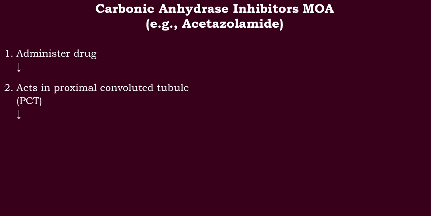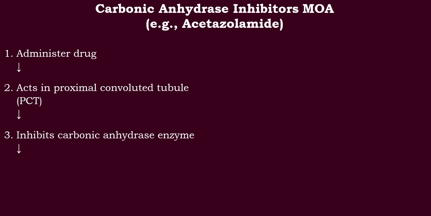The PCT. A major site for reabsorption, right? A huge amount happens there, yeah. So the drug needs to get to the PCT to work. Okay, so acetazolamide is in the PCT. What's its direct target? Step 3. Step three is inhibiting an enzyme, the carbonic anhydrase enzyme. It blocks it. Why is blocking that enzyme in the PCT such a big deal? Well, you see, carbonic anhydrase is crucial for the PCT cells to make hydrogen ions, H+.